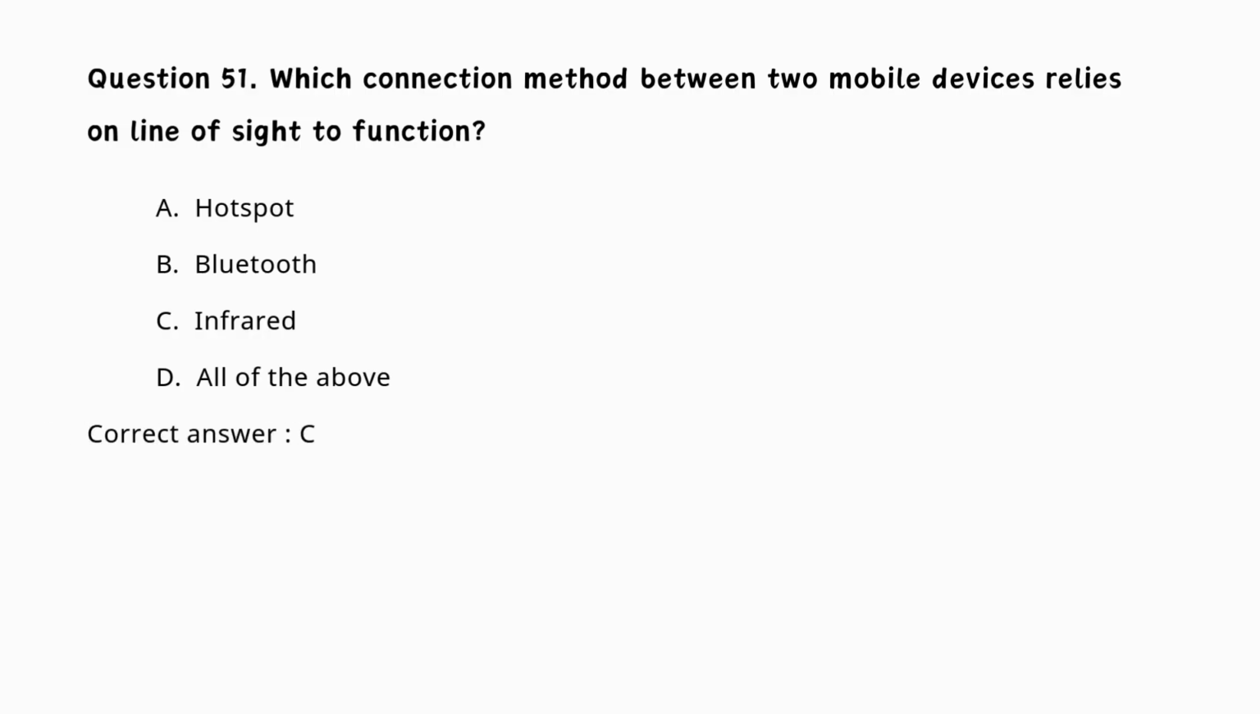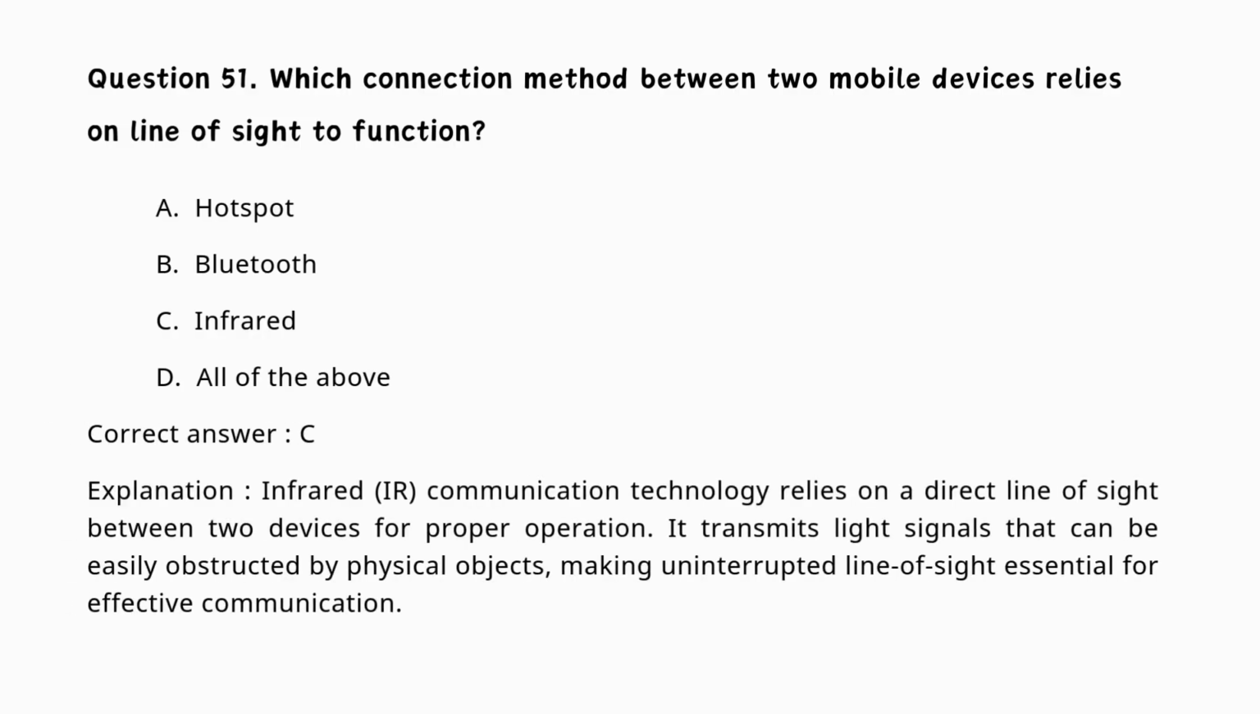Correct answer C. Infrared (IR) communication technology relies on a direct line of sight between two devices for proper operation. It transmits light signals that can be easily obstructed by physical objects, making uninterrupted line of sight essential for effective communication.